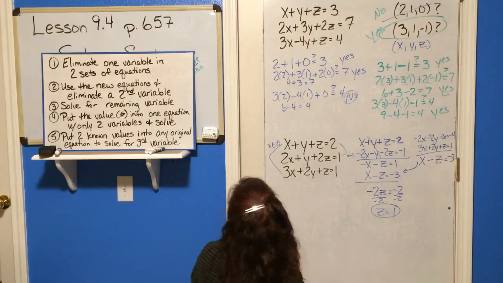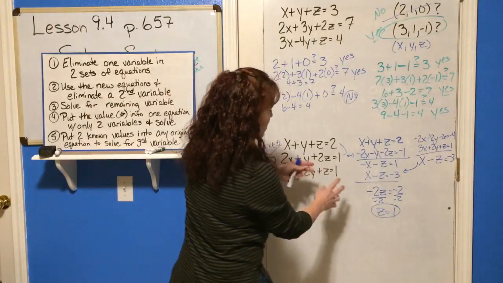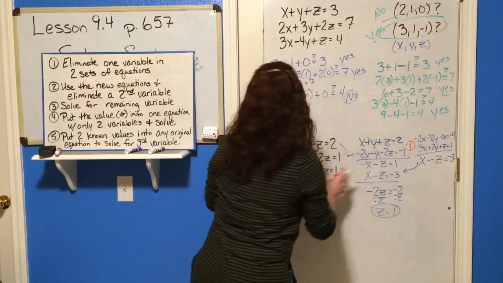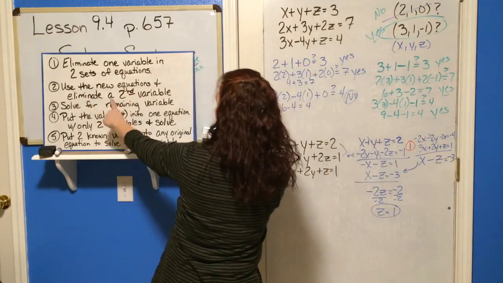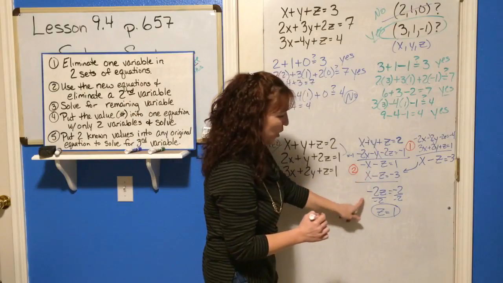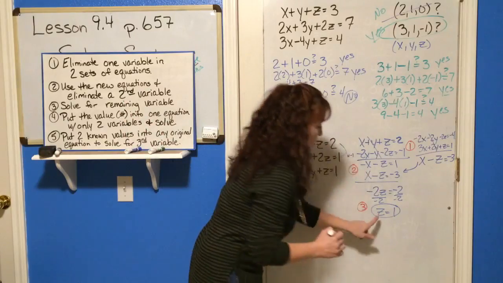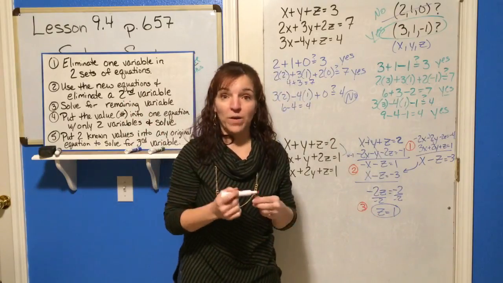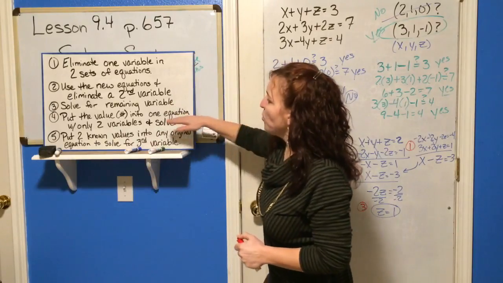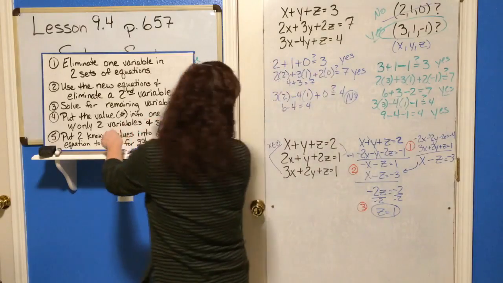All right, so we eliminated one set of variables, or one variable in 2 sets of equations. That's step 1 here. So this is step 1, all of that. And then use the 2 new equations to eliminate a second variable. This is step 2. We got rid of a second variable, so we just have one variable here. And step 3, we solved, and we got one variable already. We have one answer. So now, step 4, put the value into one of the equations that only has 2 variables and then solve that.